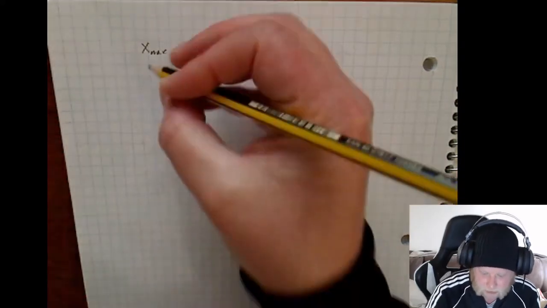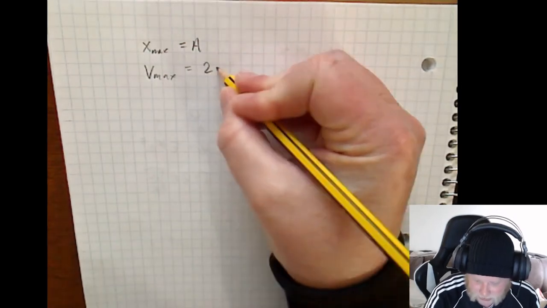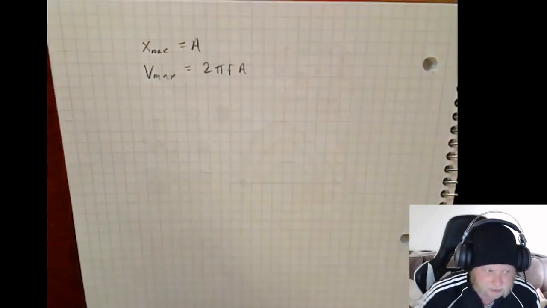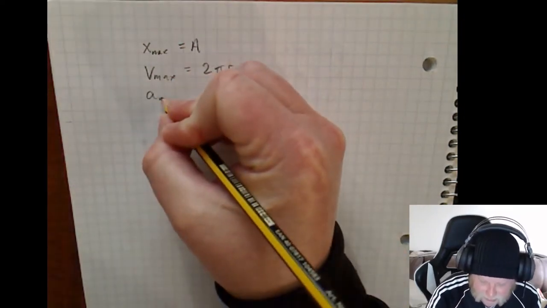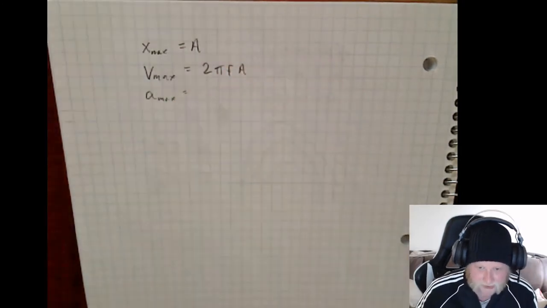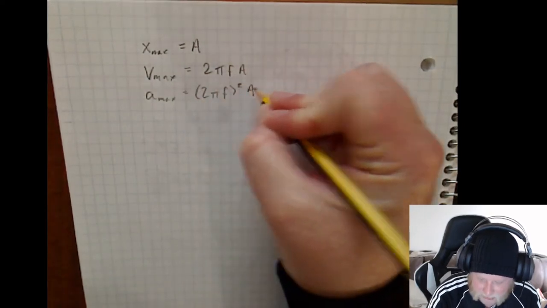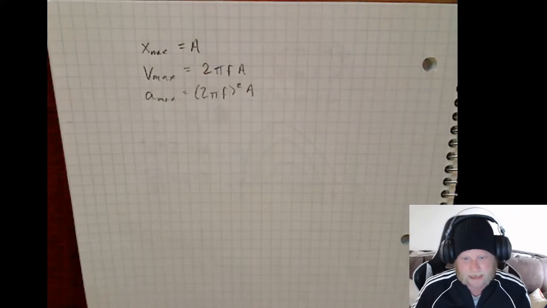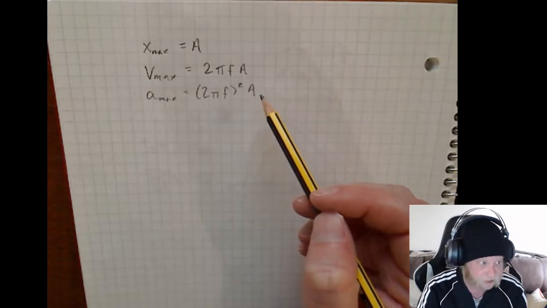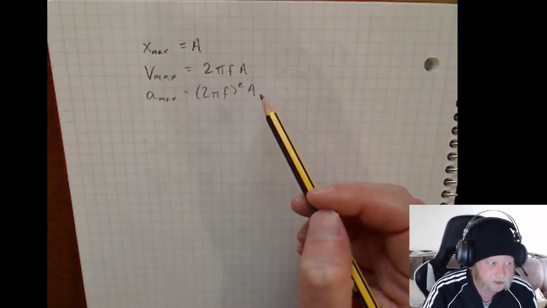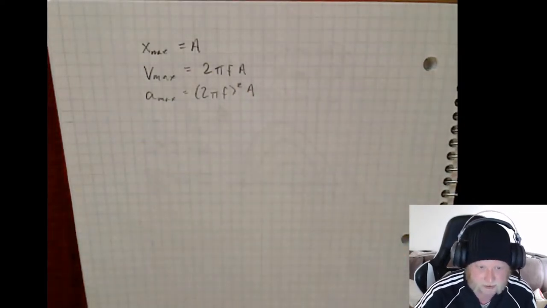Now, if we're looking for v max, your maximum velocity you're going to reach, well, it's 2 pi times the frequency times the amplitude. If we're looking for A max, your maximum acceleration in any given oscillation, well, it's 2 pi f squared times your amplitude. Now, I'm not going to get into the derivation of these just yet because it deals with circular motion, which we are not going to cover until next unit. So, yeah, we won't get into that just now.